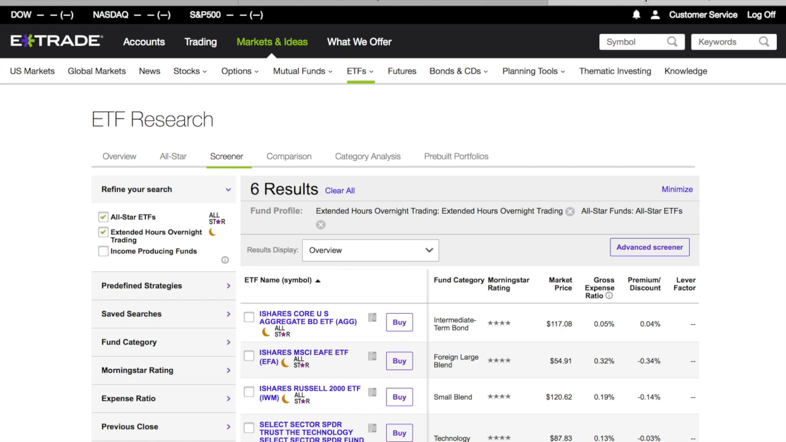How to research ETFs with E-Trade. ETFs are exchange traded funds. They're like mutual funds, but they're passively managed.